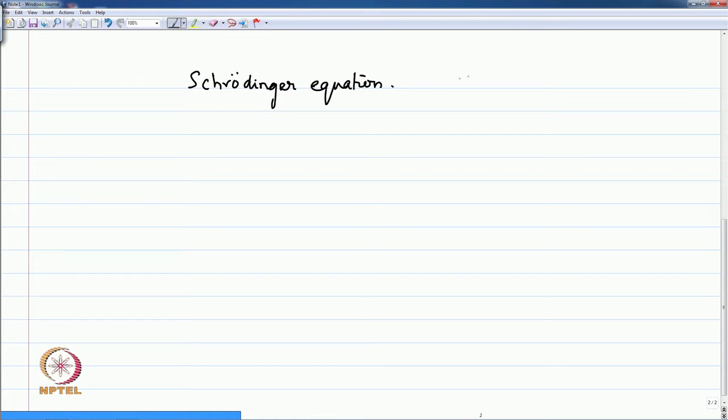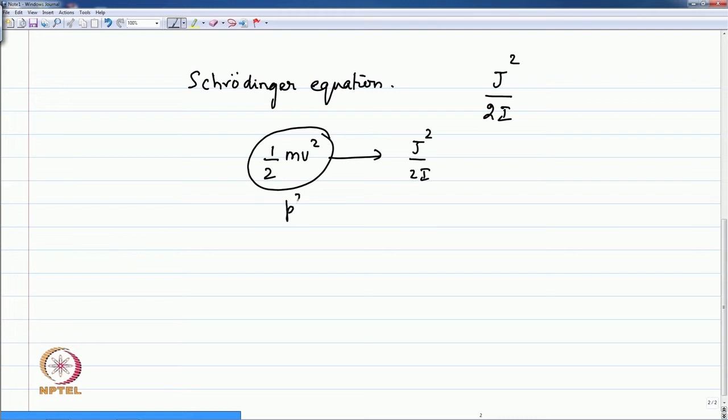You remember the kinetic energy is, of course, in classical terms for a particle, the angular momentum square divided by 2I. If you use the standard kinetic energy form, half m v square, you remember that transfers to j square by 2I, because this goes to p square by 2m, and you know that I is m r square. And also with the angular momentum j being given in terms of the angular velocity as I omega, it's very easy to see that j square by 2I is equivalent to p square by 2m.